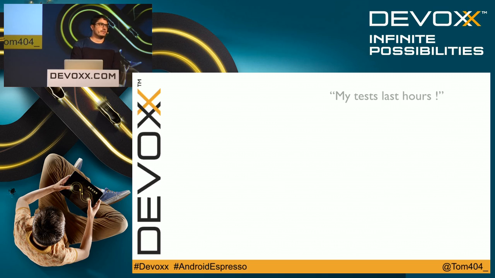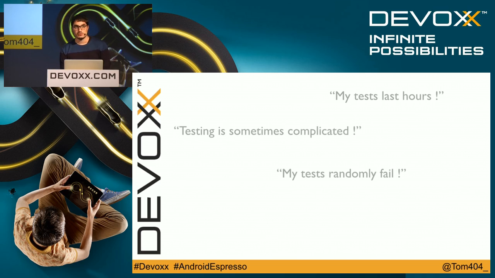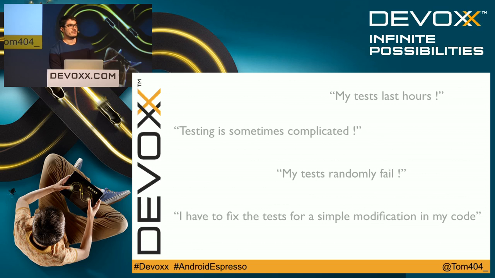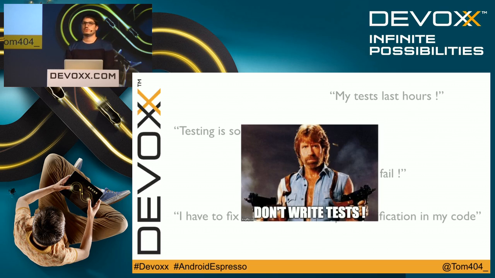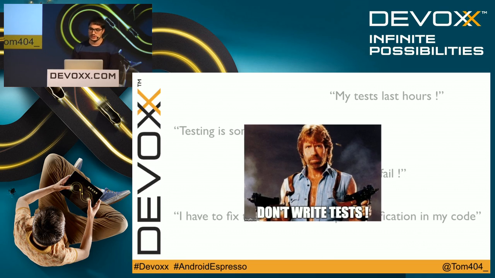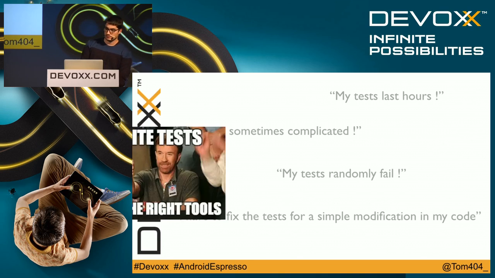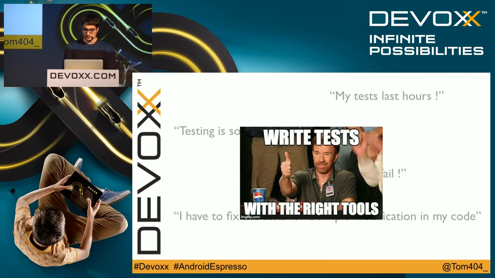So when looking on the web on how to write Android functional tests, it's not rare to find people that say, my tests last hours, or testing is sometimes complicated. Worse, my tests randomly fail. And my favorite, I have to fix all the tests just because I've made a simple modification in my code. So a quick conclusion would be, don't write tests. You're just going to waste time, so not worth to do it. But I still have 29 minutes to spend, so I will change this conclusion to, okay, write tests, but with the right tools.